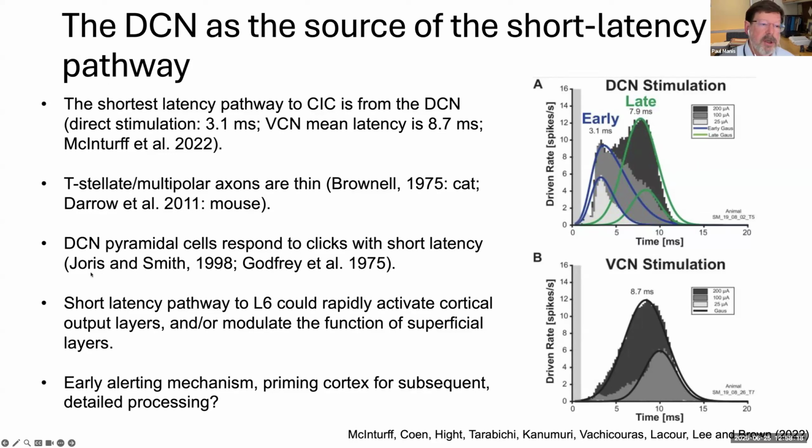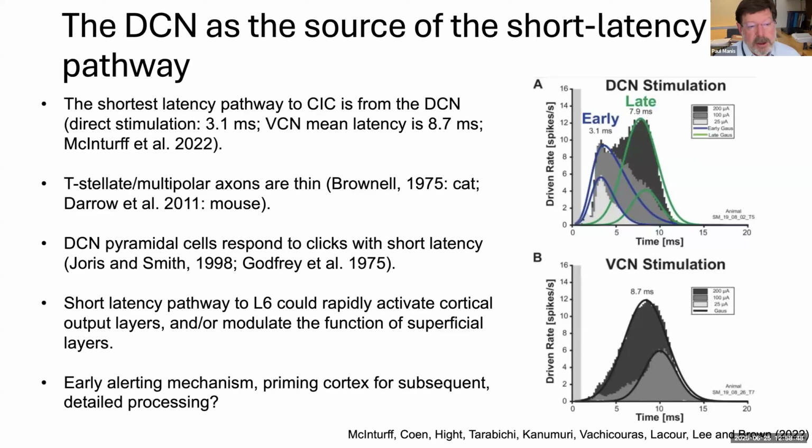There's two studies that have looked at this, Phil Joris and Phil Smith, recording the dorsal acoustic stria, and Don Godfrey et al. in their original study in '75. And the short latency pathway to layer 6 could rapidly activate cortical output layers, because layer 6 is a major projection pathway from the cortex, and/or modulate the function of the superficial layers, because there are local connections from layer 6 to more superficial layers.